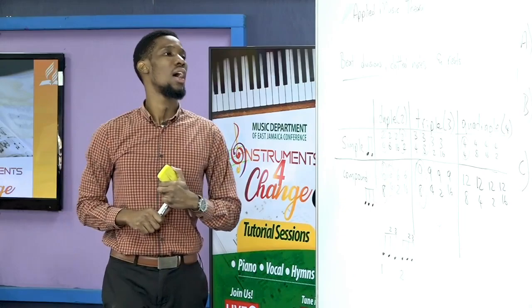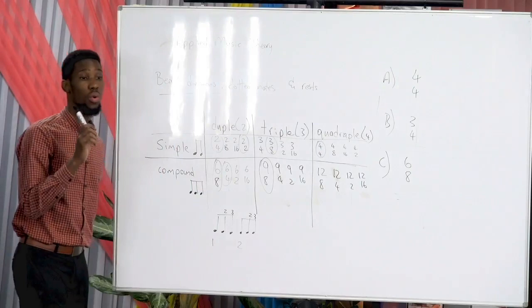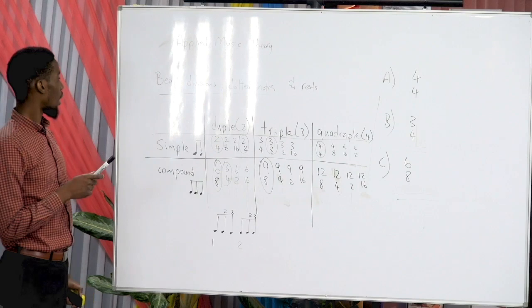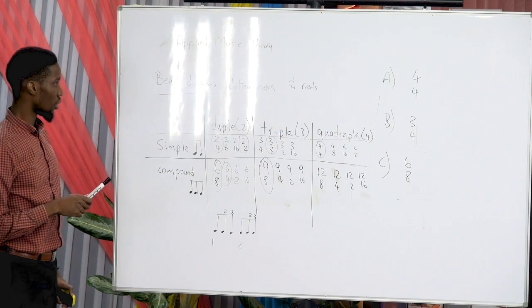All right, so let's look at a song that is in 4-4. And now we get into dotted notes. We're going to see how dotted notes would operate within these different contexts, all right? We're going to see how dotted notes operate. So that's essentially it for beat divisions.